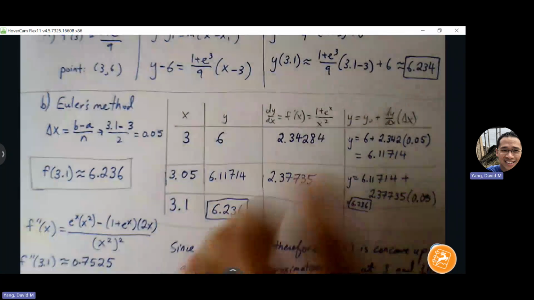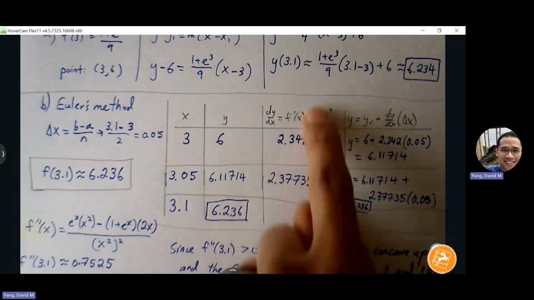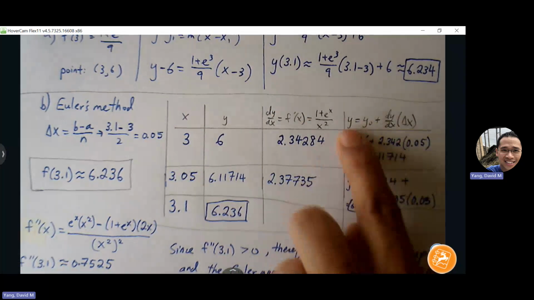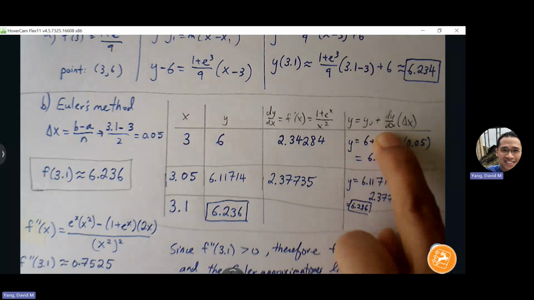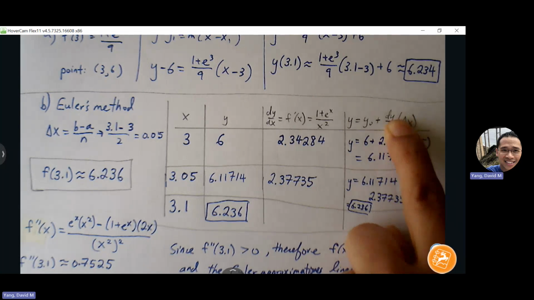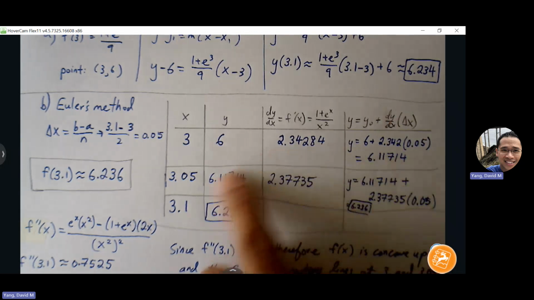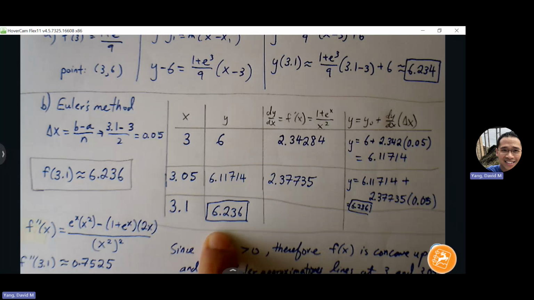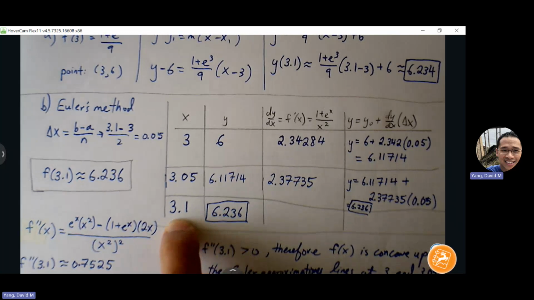So you're going to be creating 4 columns here. You have x, y, dy/dx, and then your y equals y sub 0 plus slope times delta x, which is basically just going to be a change in y, because it's y sub 0 plus change in y. And then we're just working through the table and trying to get to the y value for a specific x.